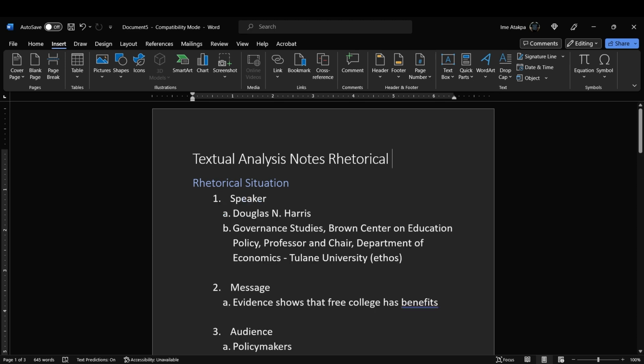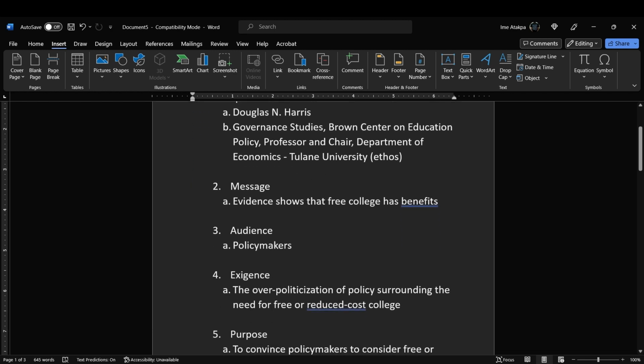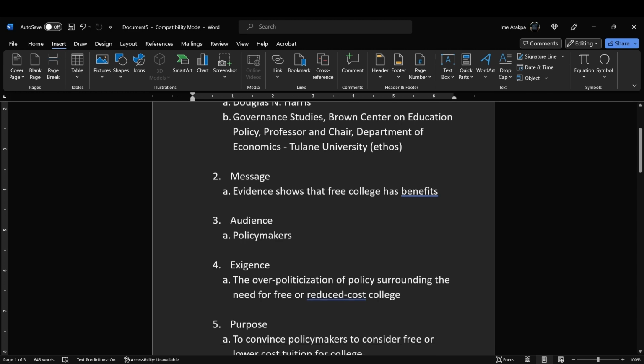So speaker, Douglas N. Harris, there was information on the website that gave me his ethos. If I didn't have that, I might need to do a little bit of research to figure that out. Message, that was apparent from the title. Audience, I had to read through the document to see who he was addressing this to. But if it's not clear from the text who the audience is, then you might have to just extrapolate a potential audience based on what the message and the purpose is for that communication.